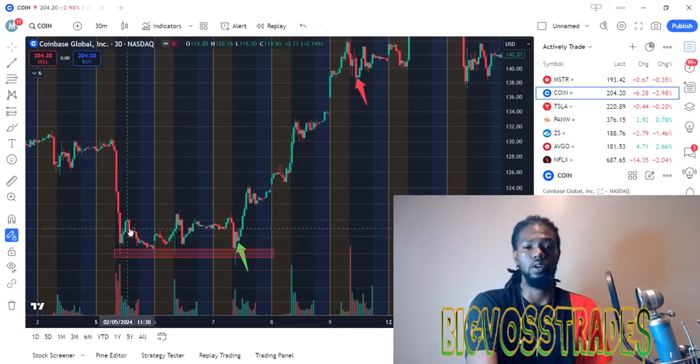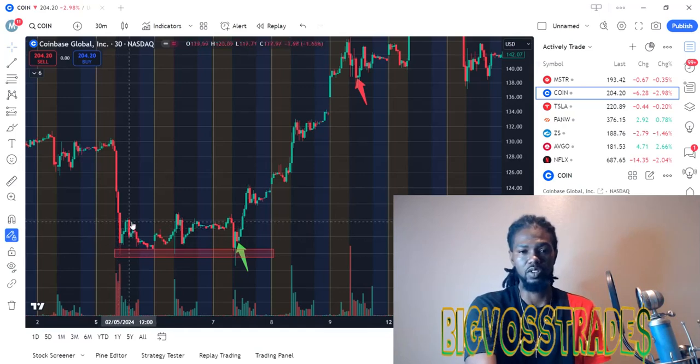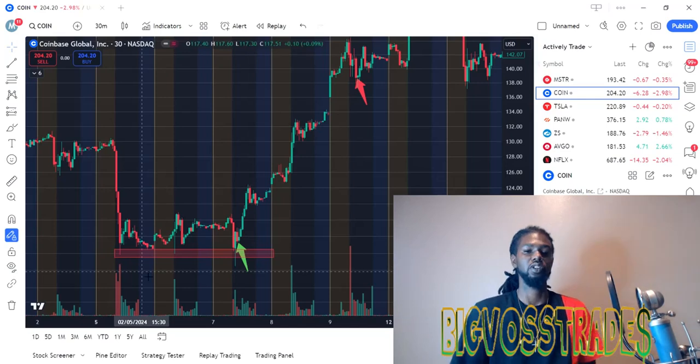And so you can see how it kind of bounced up off of the 115, 116 where I drew this red line. That's called a support line. So basically, if a stock is going down and you see that it keeps hitting a certain area, and it's bouncing off of that area, they call it a support area when it's going down.